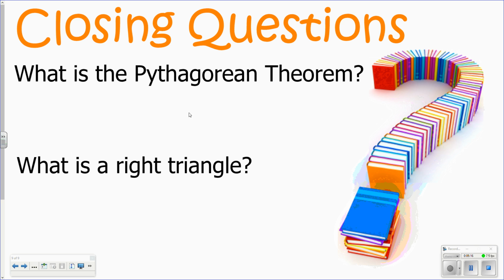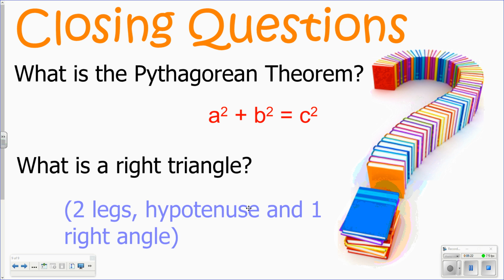So what is the Pythagorean theorem? A squared plus B squared equals C squared. And what is a right triangle? It means we have two legs, a hypotenuse, and we have one right angle.